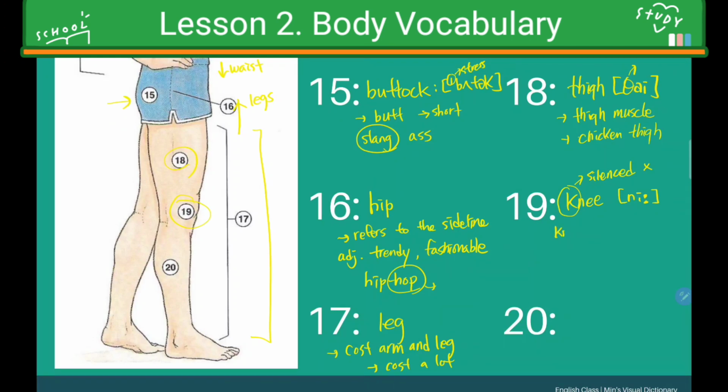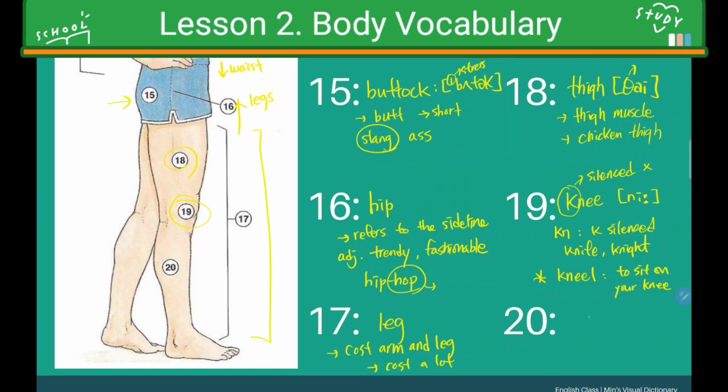Whenever you see K and N together, K is always silenced. So K is silenced, as in knife or night. And you always have to remember this one, kneel. Kneel, that means to sit on your knee. Okay? To sit on your knee.